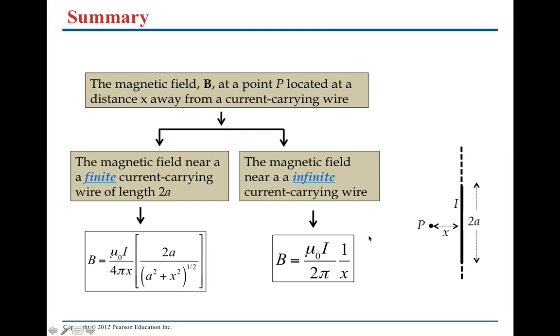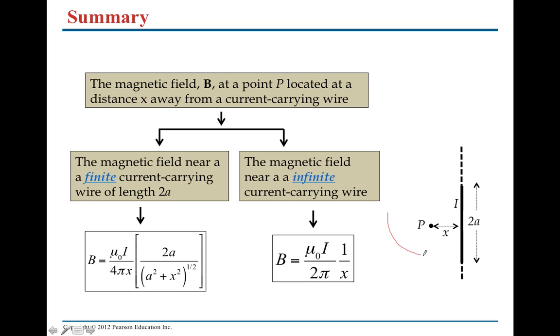However, if the wire is infinite, then x over infinity goes to 0, and this goes out and you have 1 over x, and this is the most important formula. So B, the magnetic field due to a long or infinite current carrying conductor in the form of a wire, is simply equal to this formula, 1 over x. So the magnetic field will go something like this.